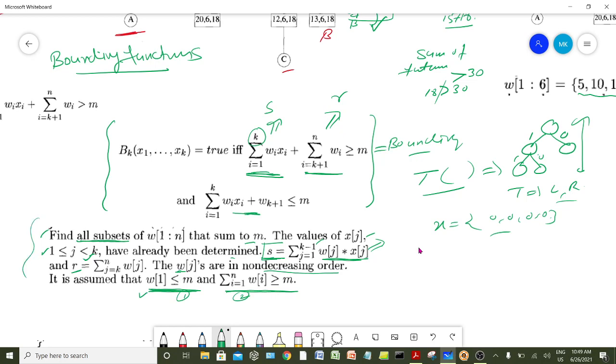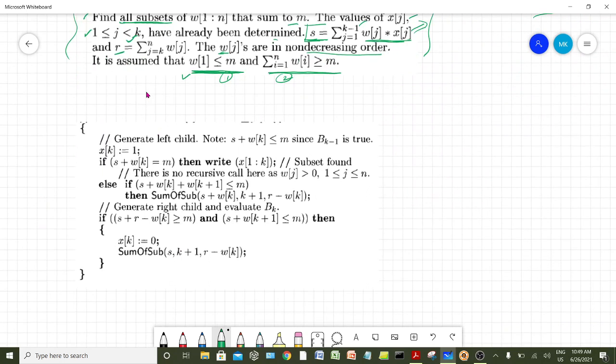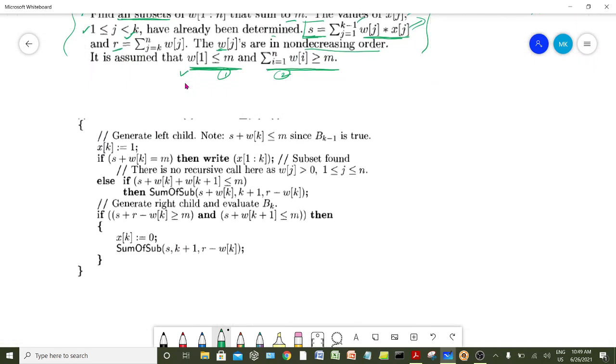And along with these assumptions, now we can write the algorithm for sum of subsets. Let's name this algorithm SumOfSubset. Three arguments are passed to it: s, k and r. The initial call is going to be with 0, 1 and sum, which was equal to 73 in our case in the above example. So this is going to be the initial call to this algorithm.